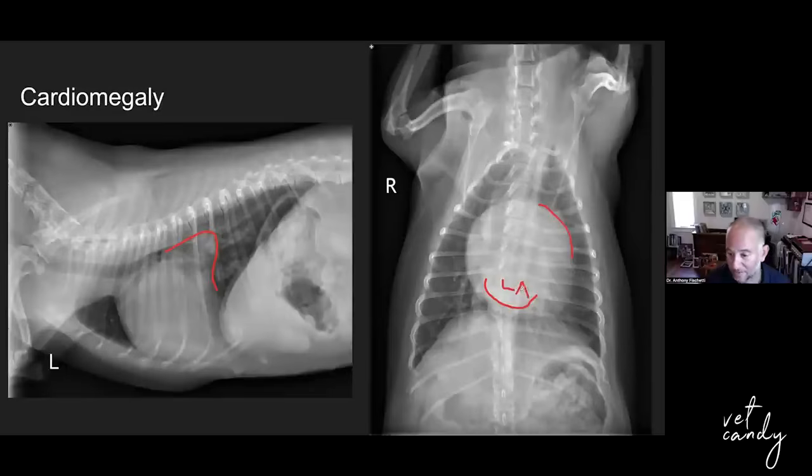And then when the left auricle is large, it'll bulge out and give us a bump here. But again, it's not the left atrium, it's the left auricle. Okay. What's the clinical relevance of this? Well, as that left heart gets larger, it starts to displace the thoracic trachea dorsally. See how it's kind of going up towards the vertebral column there?